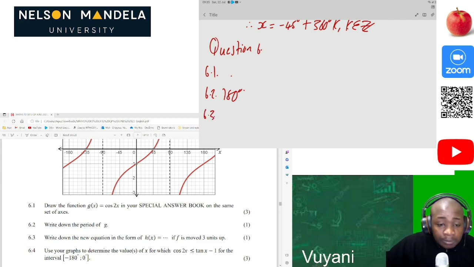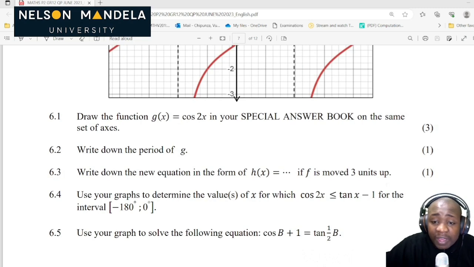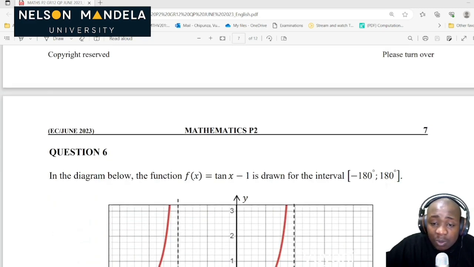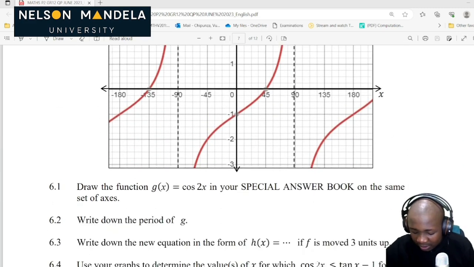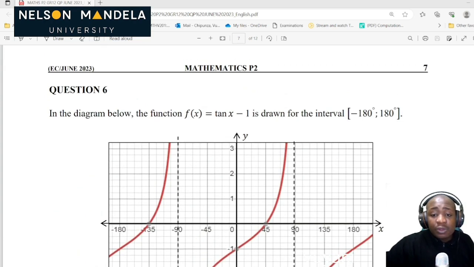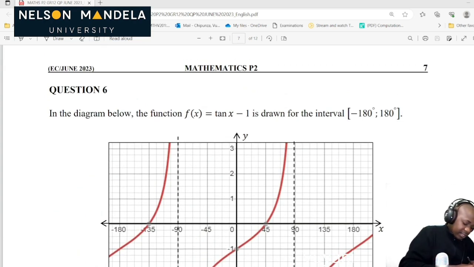6.3. Now on 6.3, write down the new equation in the form of h of x if f is moved 3 units up. Where is f? So f of x is going to be tan x minus 1. Now it has been moved 3 units up. This is already easy for us because when we say move 3 units up, we must change the value of q.